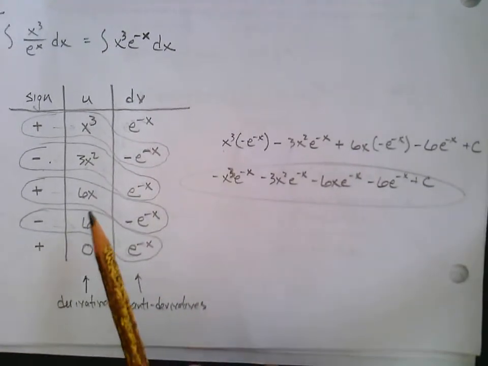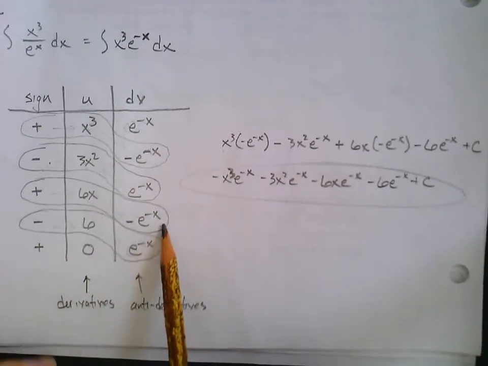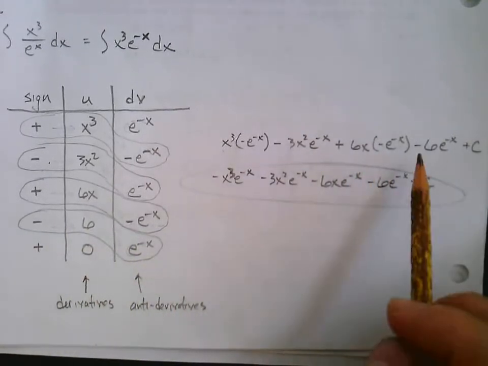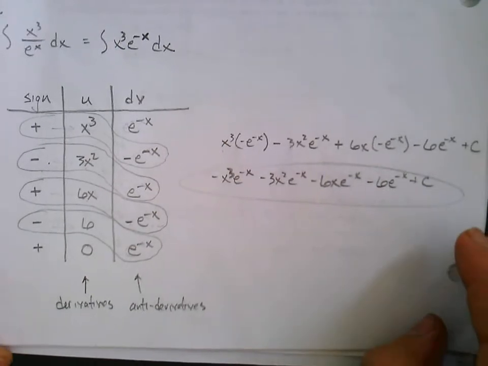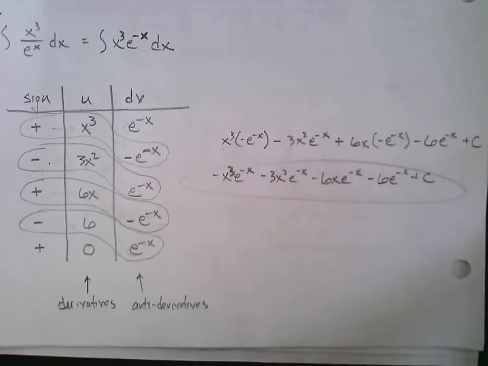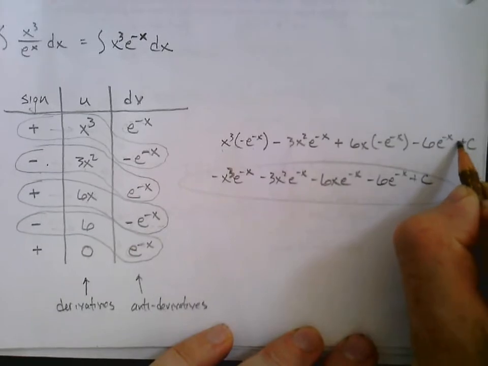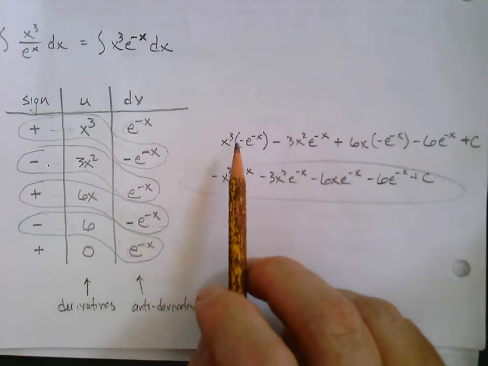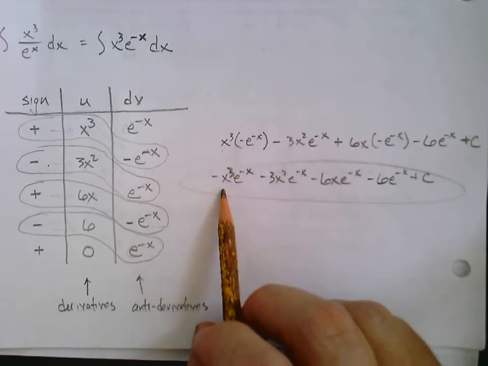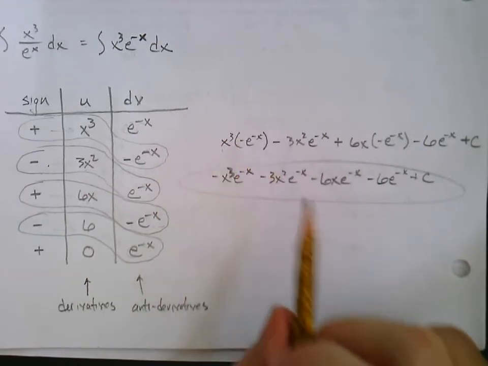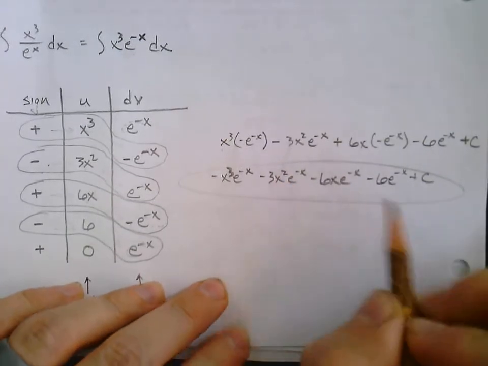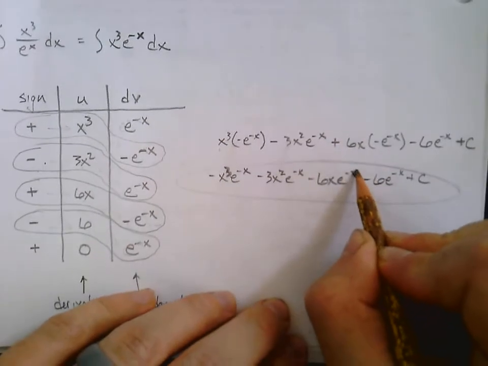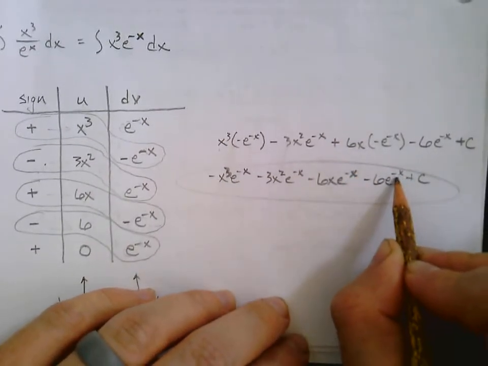So then what comes next? Plus 6x times negative e to the negative x. And finally, minus 6e to the negative x. And be sure to throw a plus c on the end there. Don't forget that. And if you simplify, you'll have it. What do we got? Negative x to the third e to the negative x minus 3x squared e to the negative x. Minus 6x e to the negative x. Minus 6e to the negative x plus c.